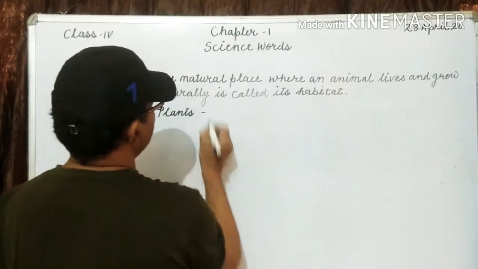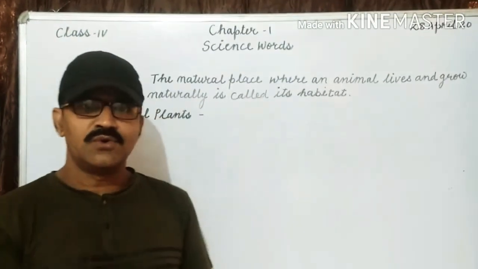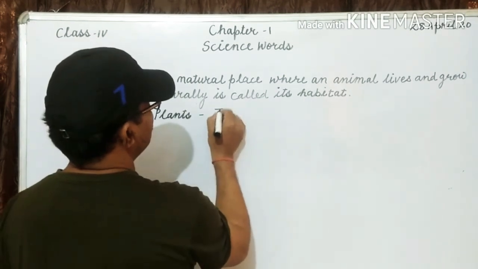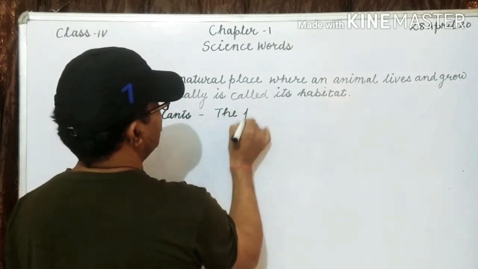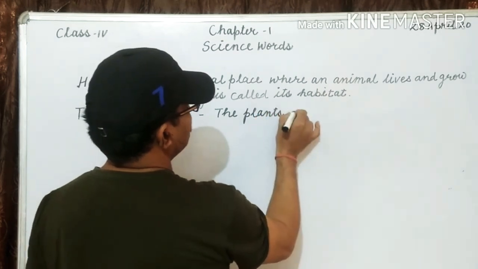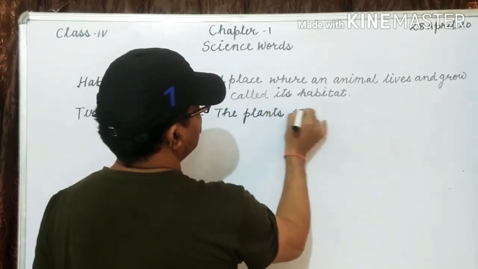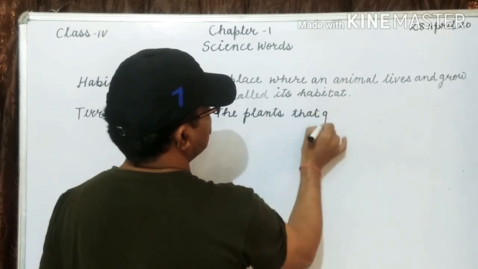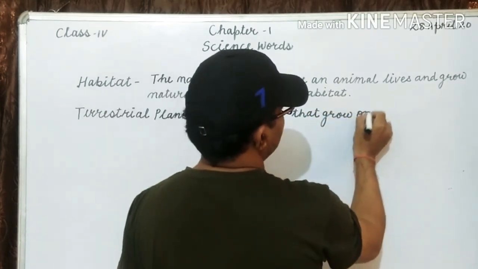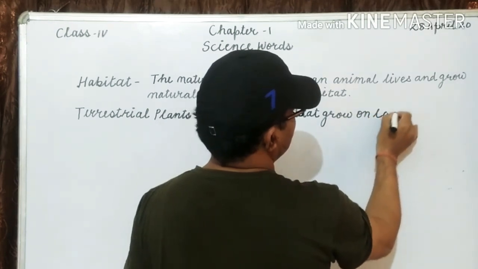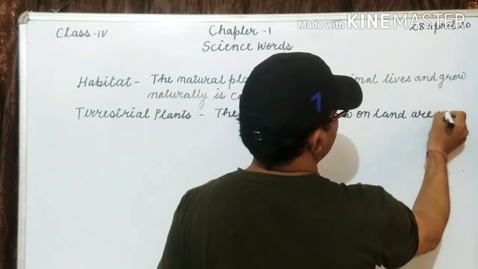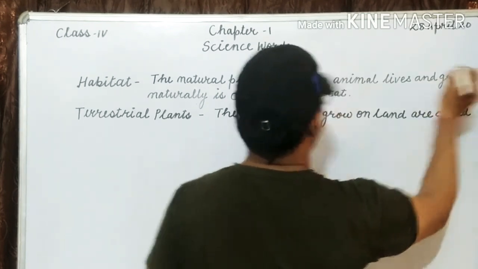Terrestrial plants, the plants that grow on land are called the terrestrial plants.